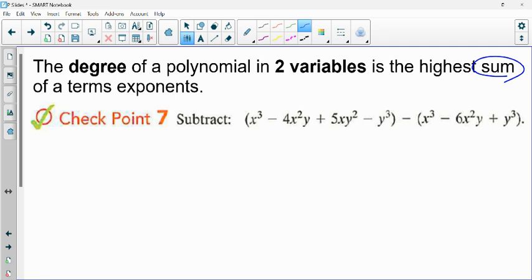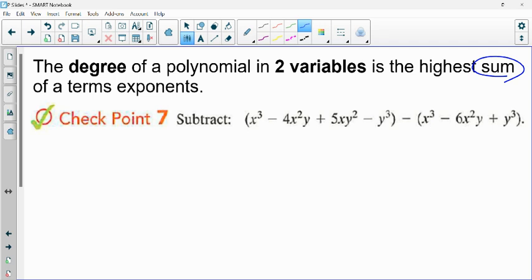So if we look at our checkpoint here, it looks something very similar to what we did on Friday. We're subtracting two polynomials, okay? But now if you notice, on Friday we only had x's in there. Now we have x's and y's, so it's two variables in the polynomial. A lot of it still is going to stay the same.